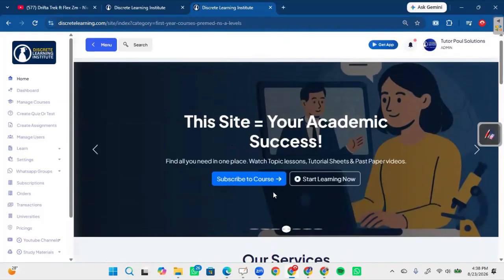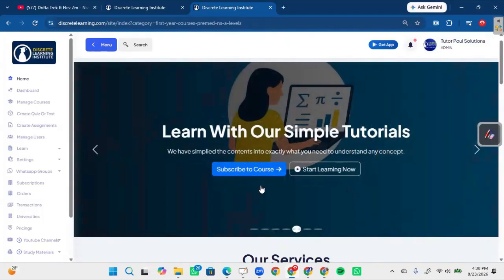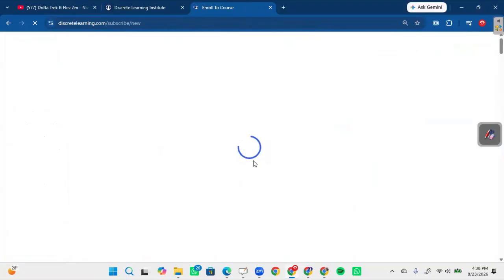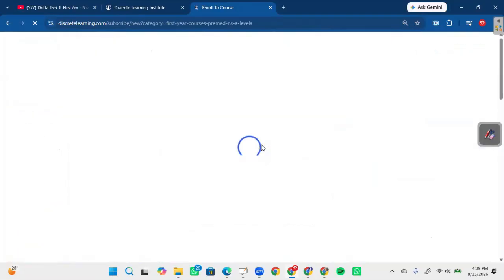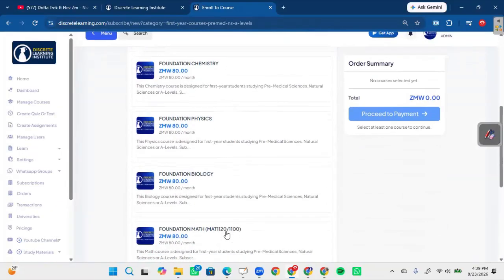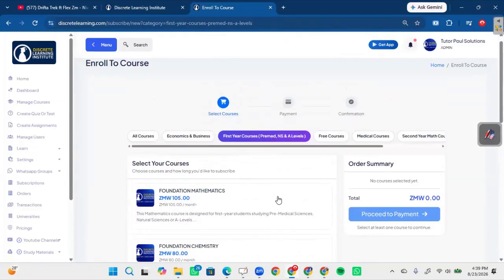If you want to subscribe, once you log into the website, some of you who don't have an account, it will ask you to create the account. Once you create the account, you'll be able to log in. Just click here where it's written subscribe to course. Then it will take you to the part where you can make the payment and then be able to access the course. Even here there are filters, in case you are lost. If you're in first year, the first year courses will appear here and you can subscribe for any of them.